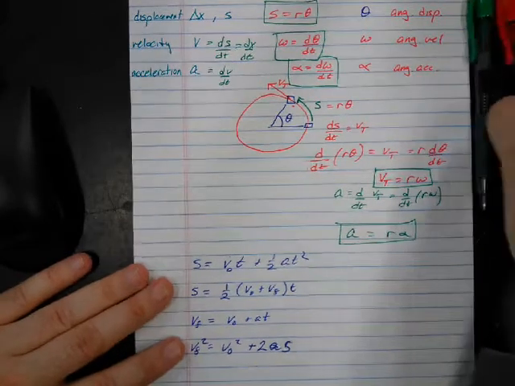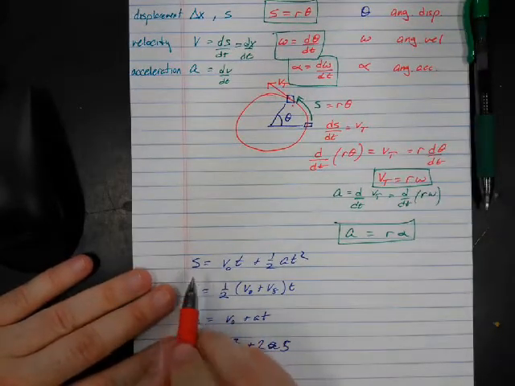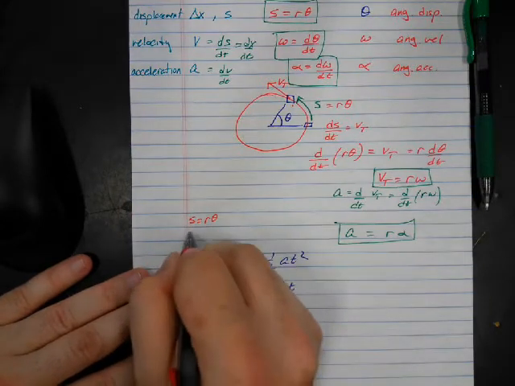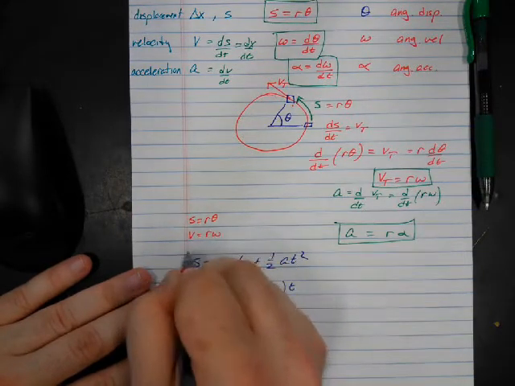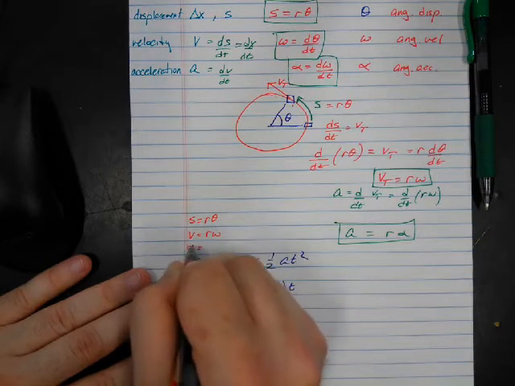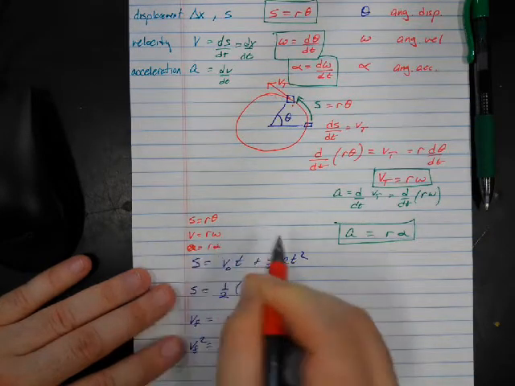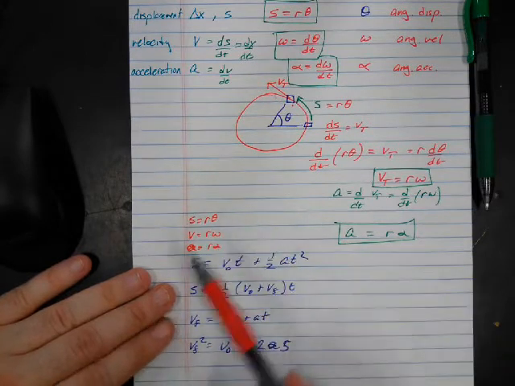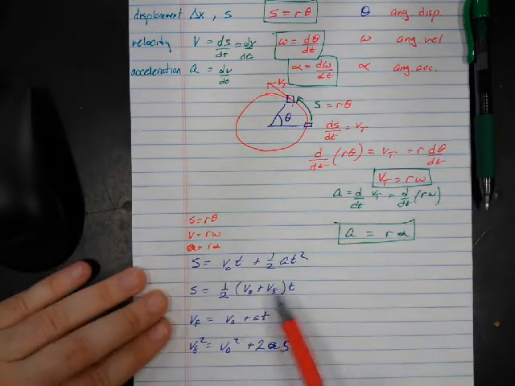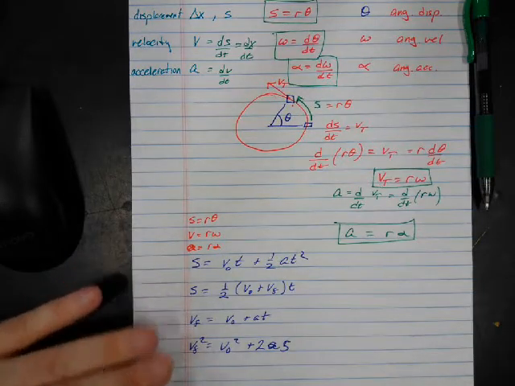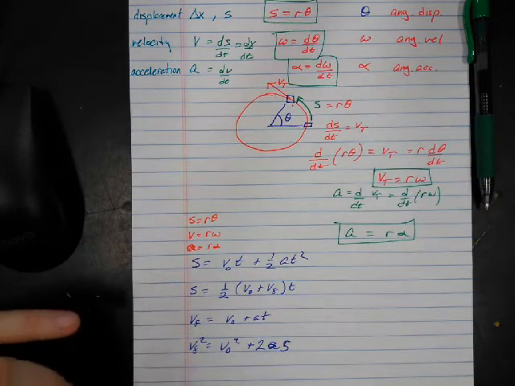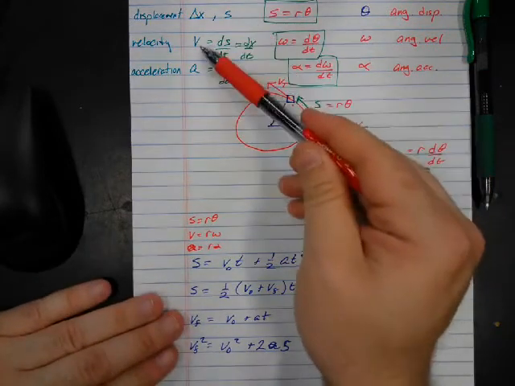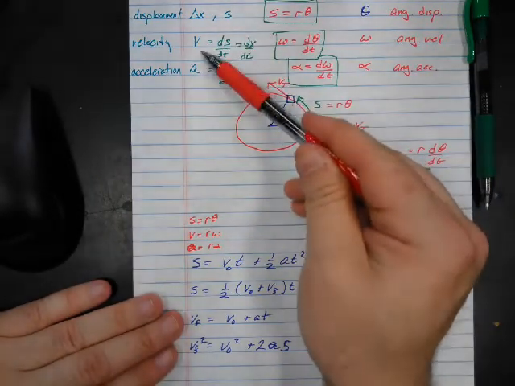Well, by just substituting in, s is r theta, v is r omega, and a is r alpha. Substituting in for angular variables, what we'll notice is that every term gains an r and they just cancel out. And this is perfectly fine. What's happening is we defined relationships between s, v, and a, between the displacement, velocity, and acceleration.